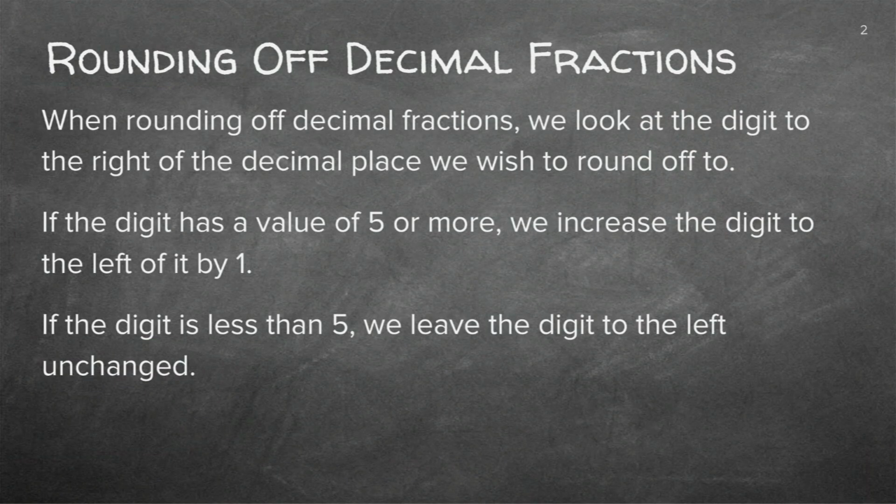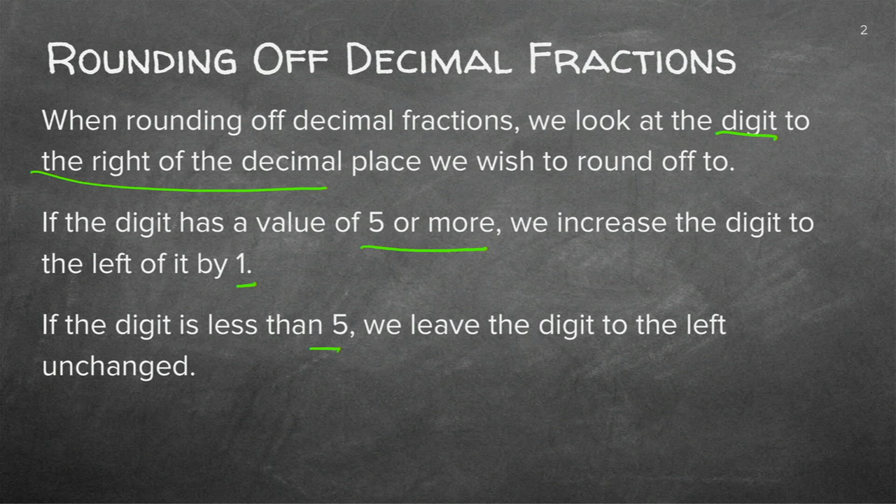Today we are going to do the rounding off of decimal fractions. When we round a decimal fraction off, we look at the digit to the right of the decimal place we wish to round off to. If that digit has a value of 5 or more, we increase the digit to the left by 1. But if the digit is less than 5, we leave the digit to the left unchanged.